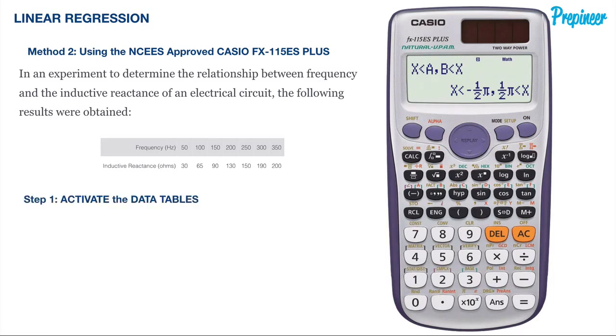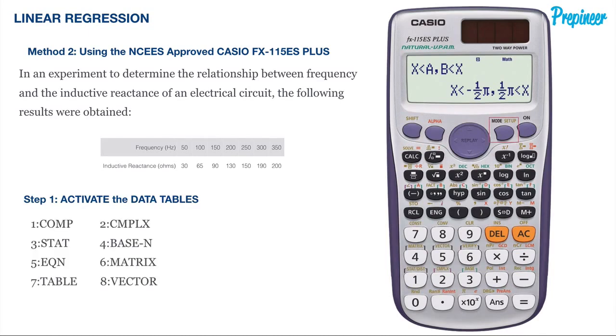So our first step is to activate those data tables so we can store the data we are given in this problem statement. To do this, first hit that mode button to come to a screen that looks similar to this. Once on this screen, press 3 to select option 3 for statistics, and we will be brought to a screen that looks similar to this one right here. And here you will press 2 to select option 2 for A plus BX.